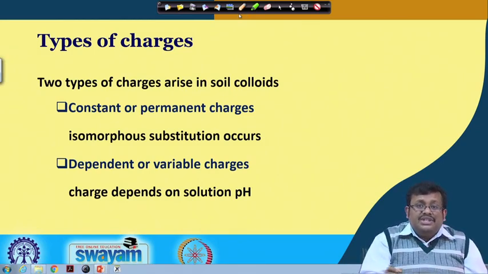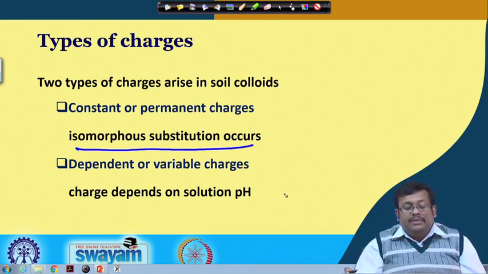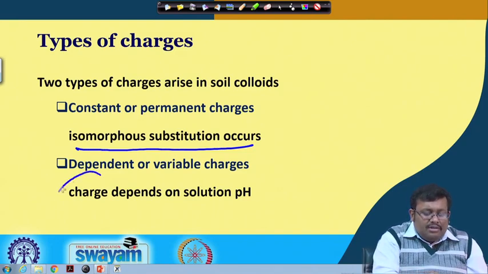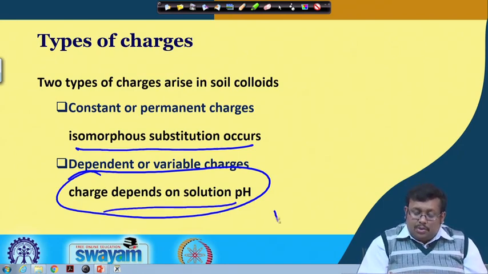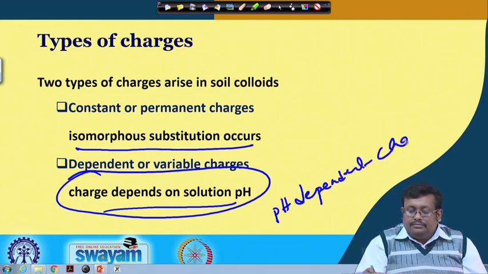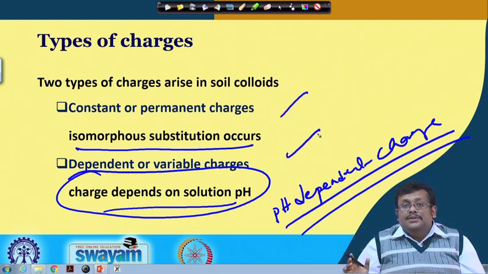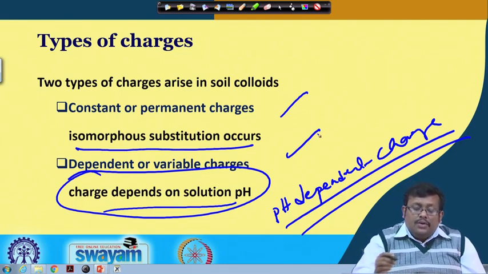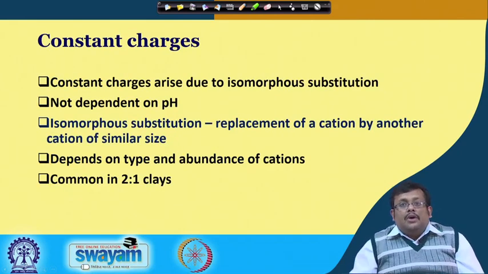Now, constant or permanent charge occurs because of isomorphous substitution. I have already talked about isomorphous substitution in our previous lecture, and we will be talking about the pH dependent charge or variable charge. Remember that this variable charge depends on the solution pH, that is why it is also called pH dependent charge. So, these are two major sources of charge that develop within the soil colloid. We will discuss them one by one. Let us start with the constant charge.